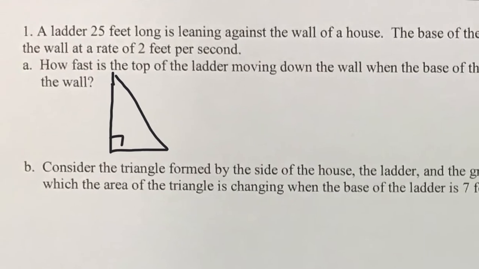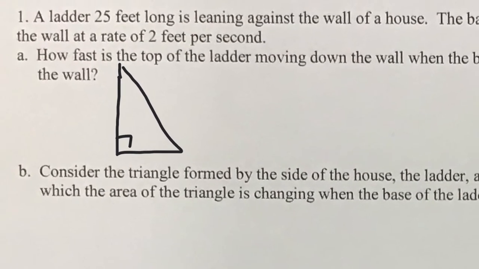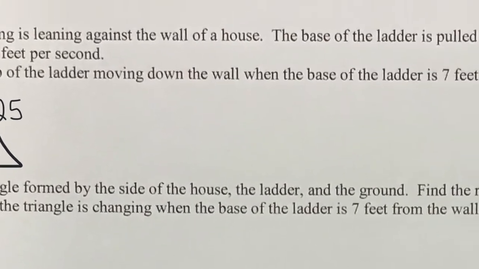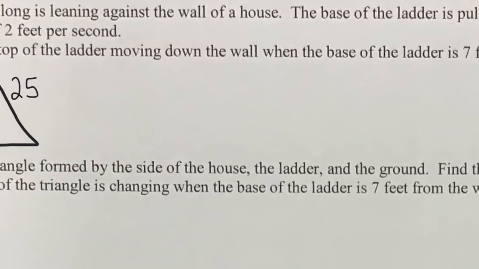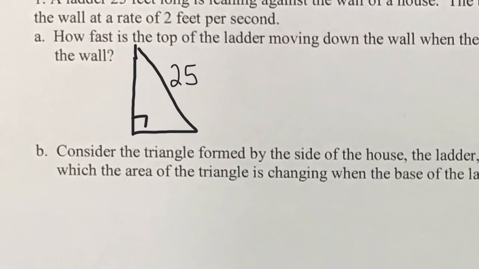So what is not changing? The ladder, right? This is 25 feet. No matter what the ladder is doing, it is 25 feet. The base of the ladder is being pulled away at a rate of 2 feet per second. So the base is down here, right? Since this is horizontal, let's call this x, and we'll call the vertical part y.